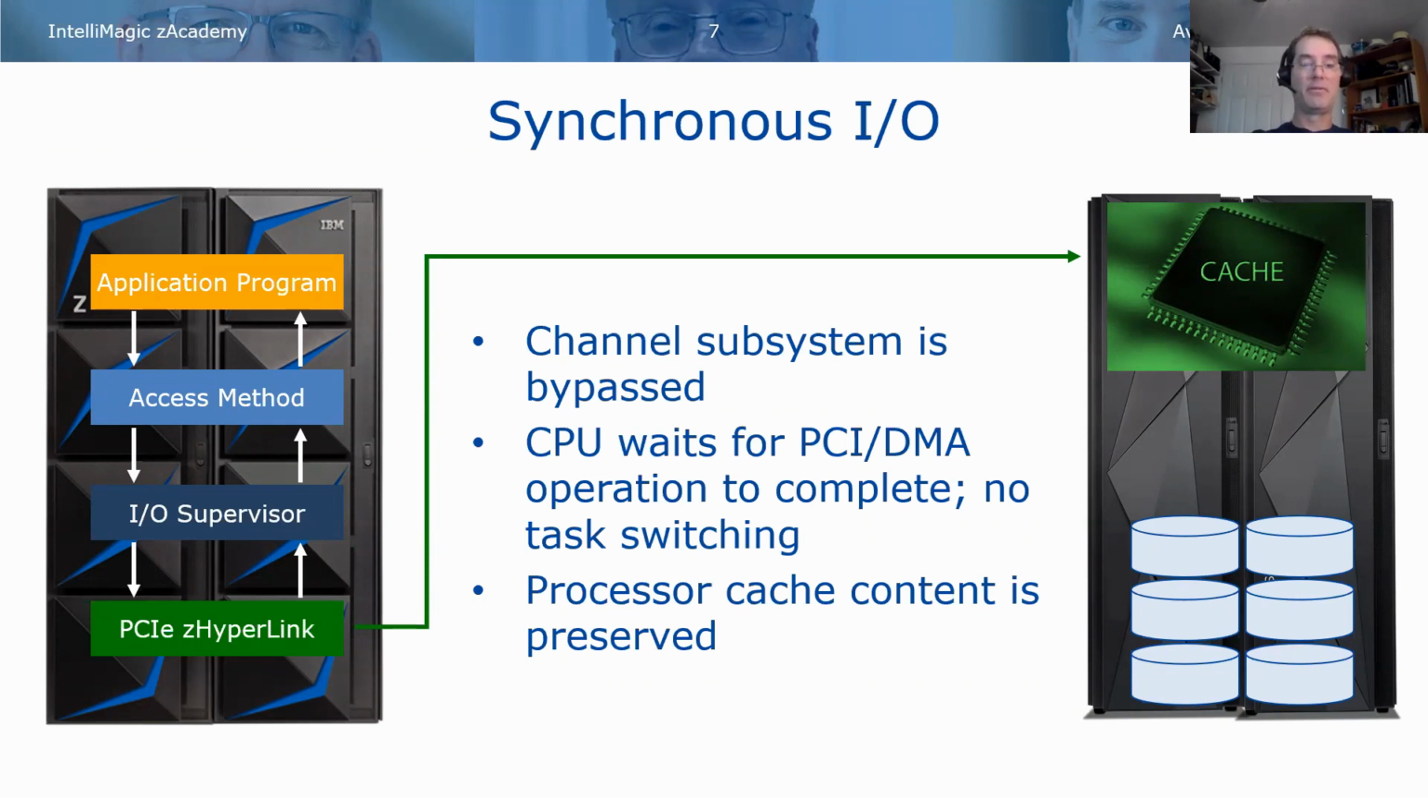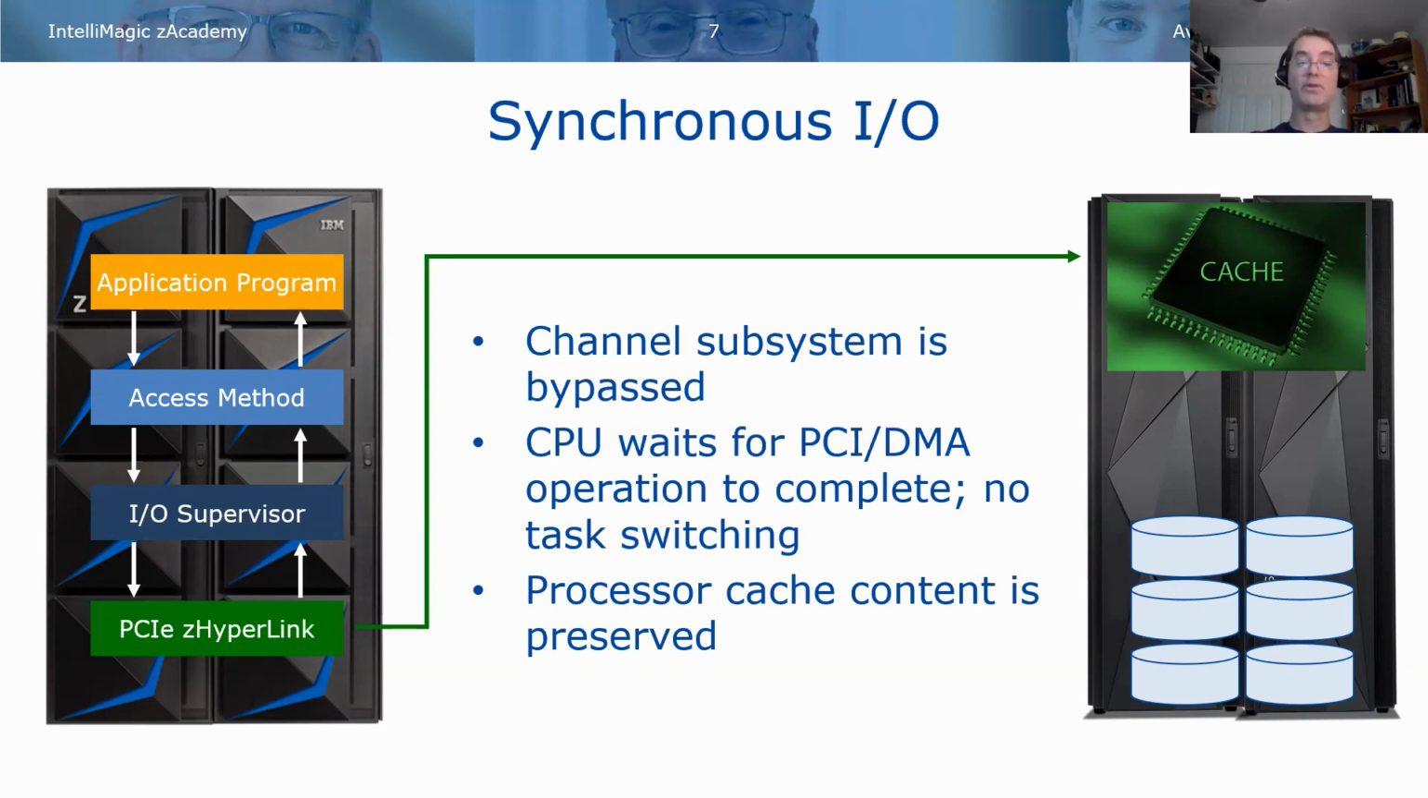The reference there is CPU waits for PCI DMA operation. As I mentioned, DMA standing for direct memory access. This is the technology that we're using, which is partly what makes it so fast. Literally, the cache in the disk subsystem is talking to what I'll call the cache, main memory, in the CEC, and just moving data directly back and forth. It's not going through the channels.